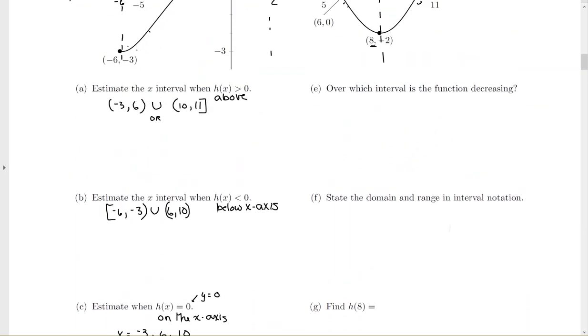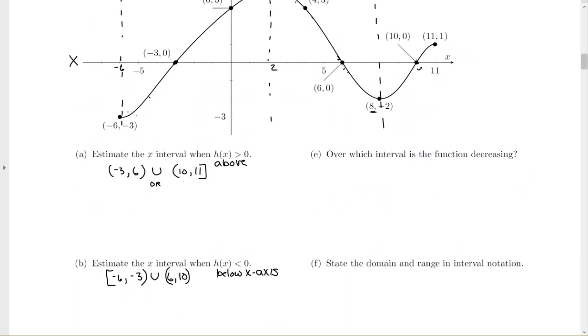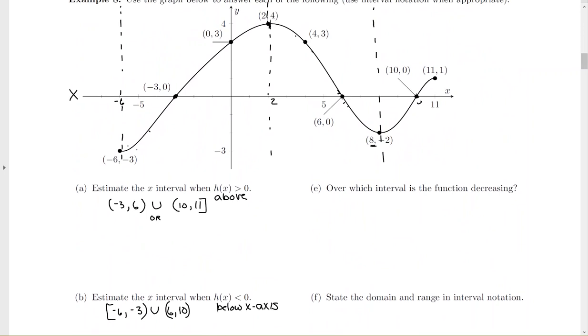All right, so at letter E, where is the function decreasing? So again, going from left to right, we were going uphill here, then we were sliding downhill here. But we look at the x value from 2 all the way over to 8. Parentheses on both.